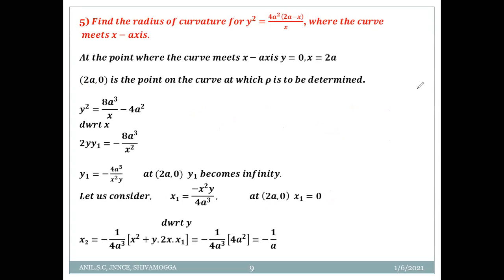The rest is very simple. What will be the formula now? x and y are interchanged. Therefore, rho is given by 1 plus x1 square whole power 3 by 2 divided by x2. x1 is 0. Therefore, this is 1 plus 0, 1. 1 power 3 by 2 is 1, divided by x2. x2 is minus 1 by a, but rho is always positive. Therefore, I leave this negative sign and write 1 by a only. 1 over 1 by a is a. This is the radius of curvature.